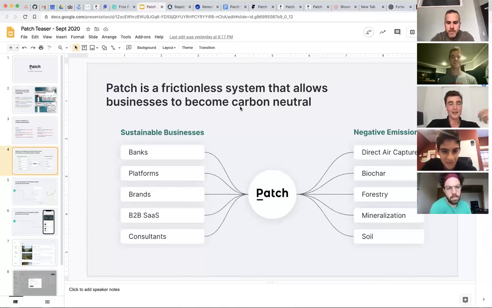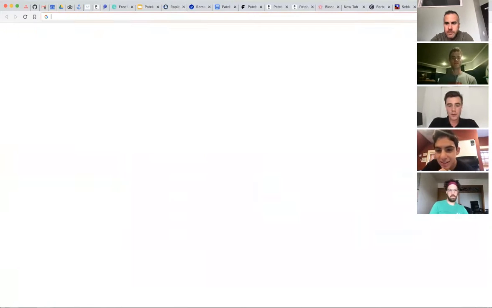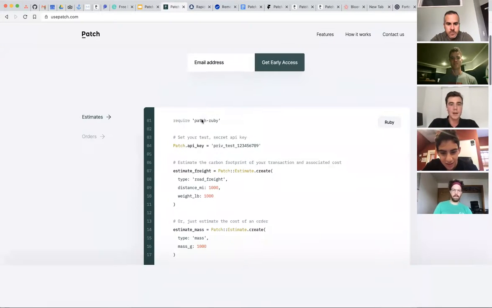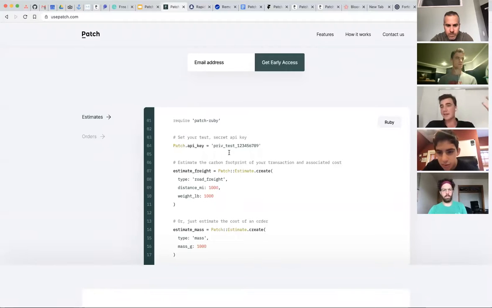Awesome. And so at the end of the day, what Patch is at its core, and I'll pull up our website just to show you a quick code snippet because we have some here. You have this system where you can write basically 4 or 5 lines of code and start transacting with negative emissions, whether that's direct air carbon capture, forestry, enhanced weathering, any of these things, it's the same interface. And depending on what your settings within our system are, we'll route you to the appropriate supply.